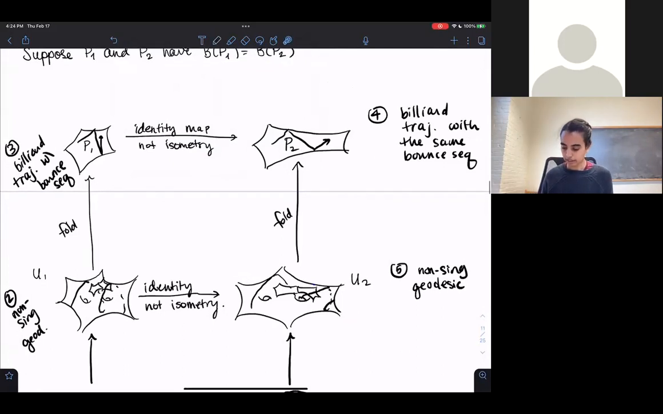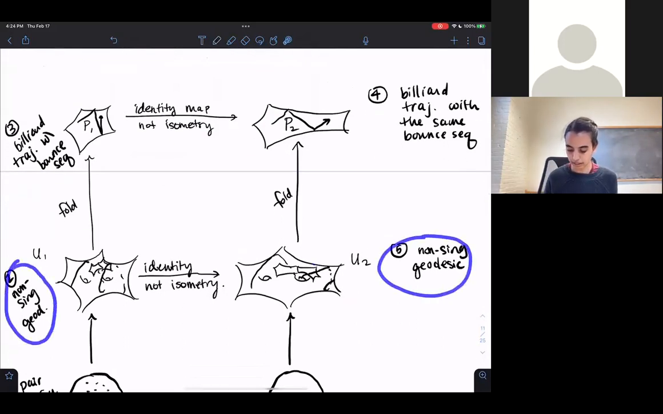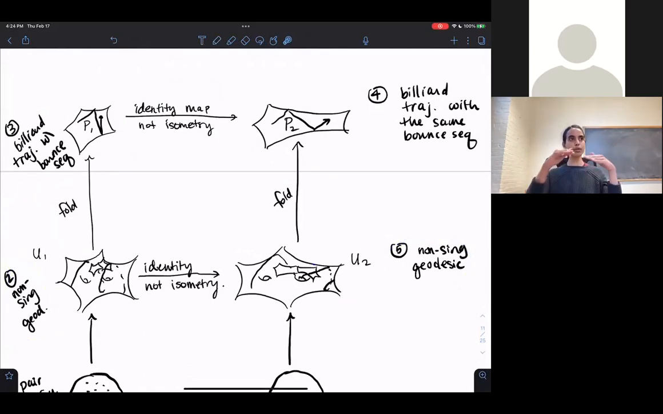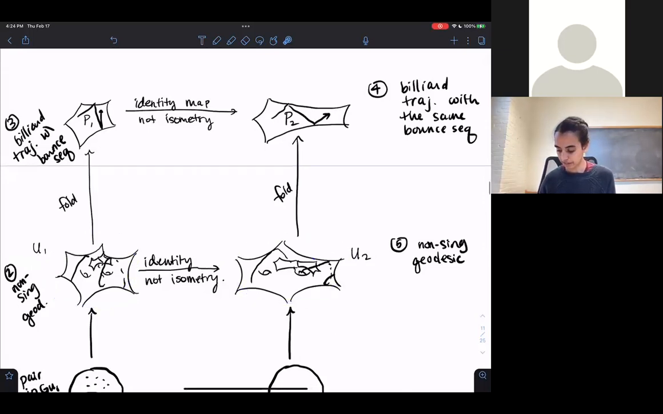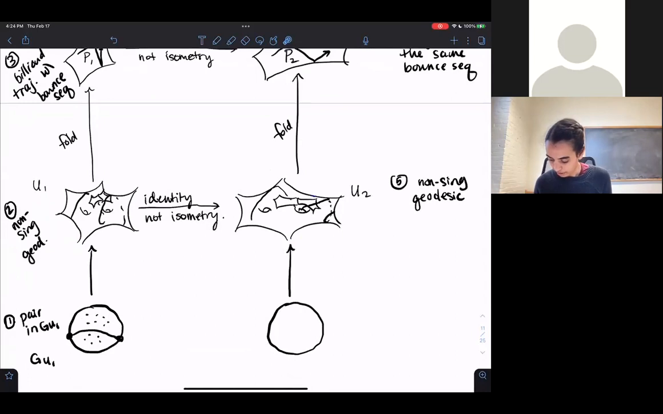Now notice that this non-singular geodesic and this non-singular geodesic will pass through corresponding tiles and cross corresponding edges of the tiling here and here. And because of that, the geodesic goes through the same points at infinity here. So finally, I will get a pair of points in GU2 now.